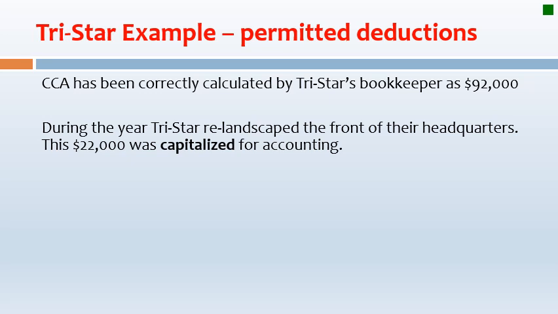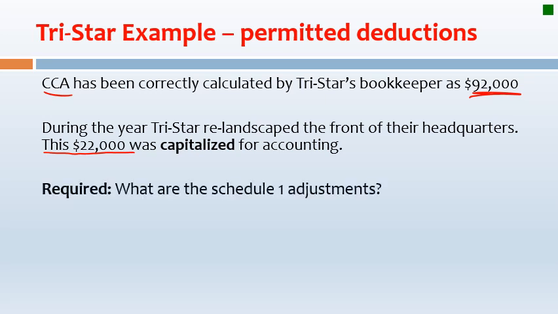So tying to the TriStar example, we'll take a look at CCA that's been correctly calculated by TriStar's bookkeeper at $92,000. We also know that during the year TriStar re-landscaped the front of their headquarters. This $22,000 was capitalized for accounting purposes. We know that for tax purposes that's not right. So what are the Schedule 1 adjustments?